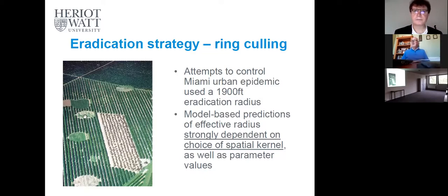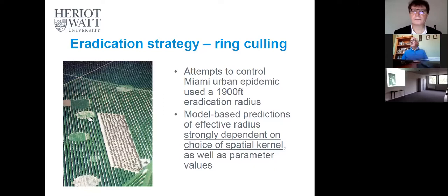If you find a new infection of citrus canker, let's say at this location here, then the eradication strategy has been one of ring culling, where basically you take out all the susceptible individuals within a certain radius. Now, clearly, the radius that you choose is going to be a big determinant, not only of how well you control the disease, but of how many susceptibles you're taking out.